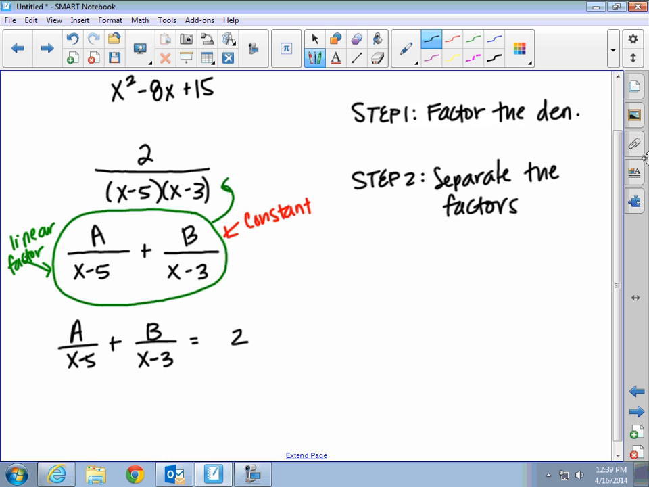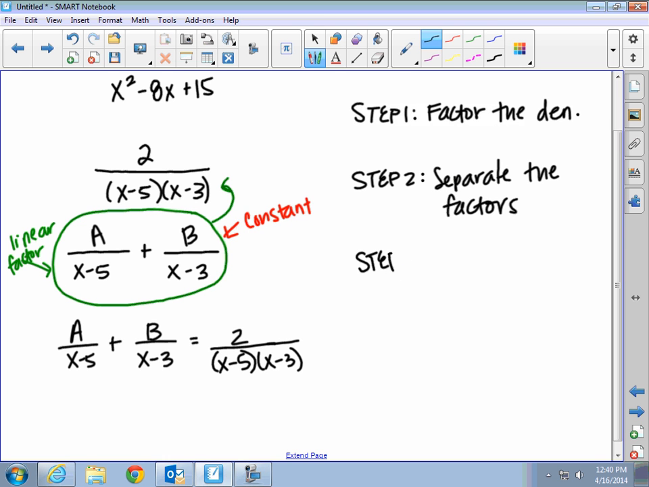And I forgot. Does anybody know what I missed? If it's going to be equal to the whole thing, then I need x minus 5 and x minus 3 down here also. Okay, now the next step is, you guys, from here, these are things that you've done before. Right now, you're solving a rational expression, okay?